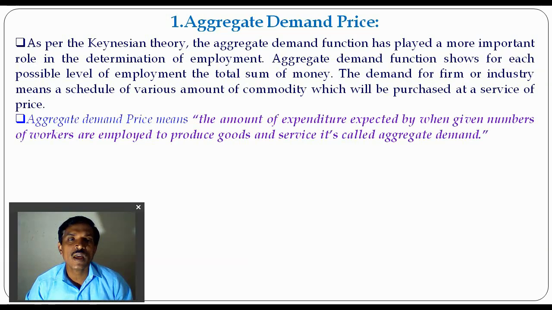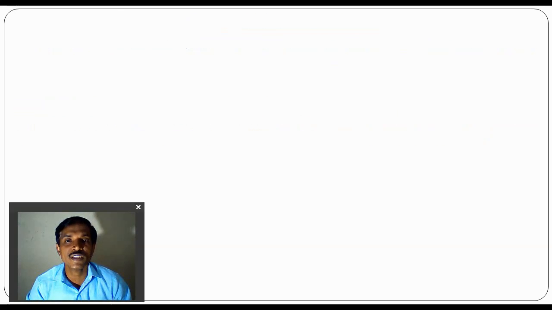Aggregate demand price means, in short, the amount of expenditure expected when a given number of workers are employed to produce goods and services. It is called the aggregate demand in Keynesian theory.